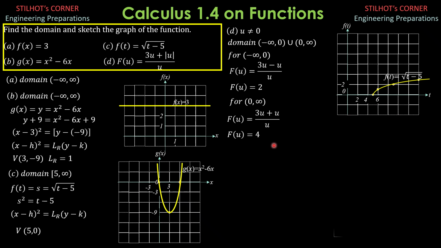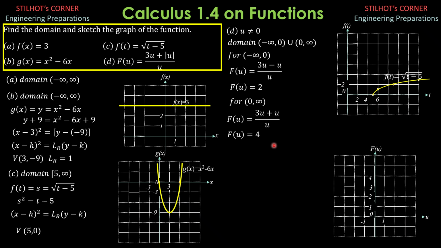So therefore, the graph should look like this. From negative infinity to 0, but not including 0, it is 2, so 2 units above the u-axis, as shown. And it is an open dot here when u is 0. Then when u is from 0 to positive infinity, except 0, this is an open dot, and it is 4, so 4 units above the u-axis as shown, and it is constant. So that's the graph of f of u equals 3u plus absolute value of u over u.